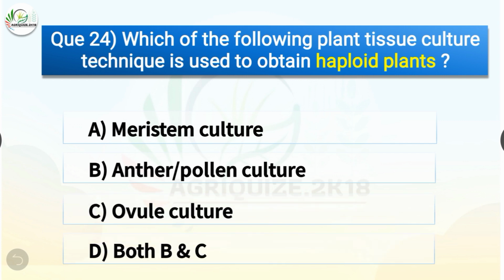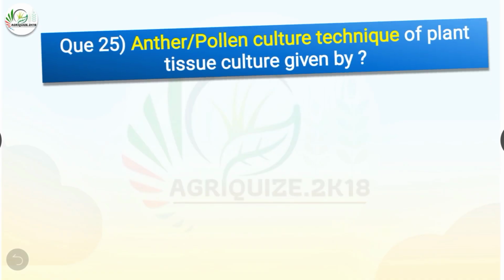The options are meristem culture, anther or pollen culture, ovule culture, or both B and C. The correct answer is option D, both B and C. So both anther or pollen culture and ovule culture are the plant tissue culture techniques which are used to obtain haploid plants.